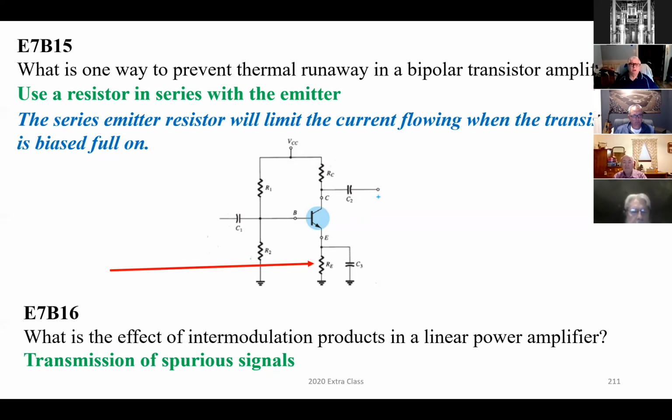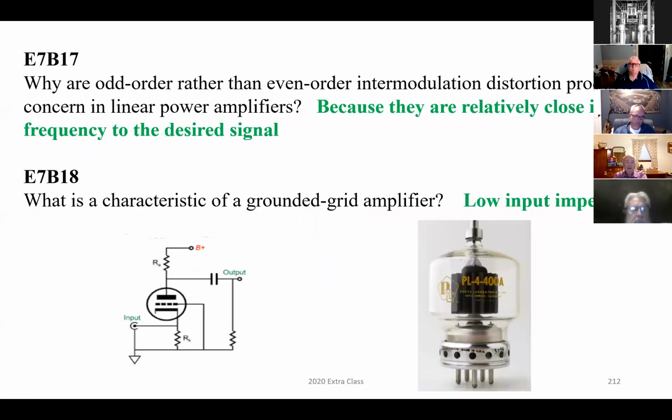Okay. What is the effect of intermodulation products in a linear power amplifier? Transmission of spurious signals. Why are odd order rather than even order intermodulation distortion products of concern in linear power amplifiers? It'd be because they are relatively close in frequency to the desired signal.